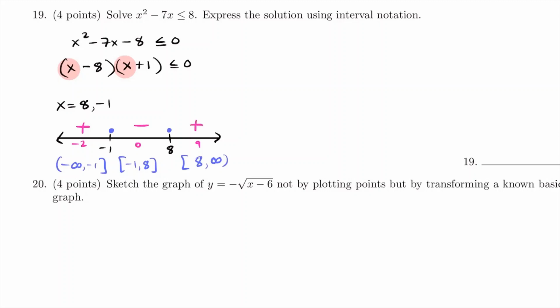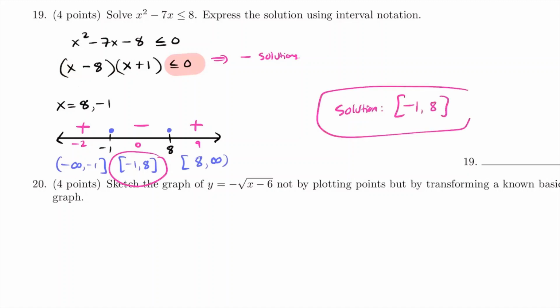So this is positive. And now if you look at the inequality, we want this product to be less than or equal to 0. So this means we want negative solutions or negative intervals. So that's only this one. So therefore, our solution to this inequality would be -1 to 8, including them.